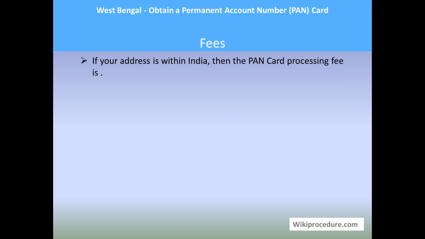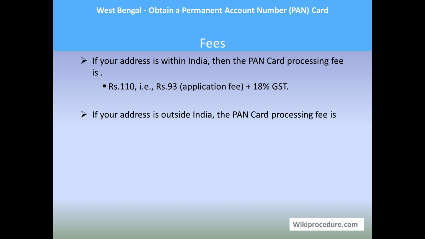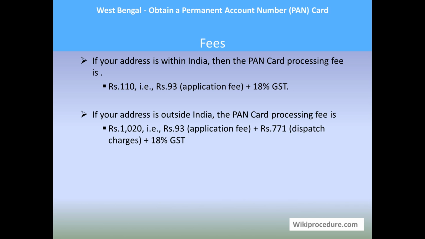Fees: if your address is within India, the PAN card processing fee is rupees 110, therefore 93 application fee and 18% GST. If your address is outside India, the PAN card processing fee is rupees 1020, therefore 93 application fee, 771 dispatch charges and 18% GST.